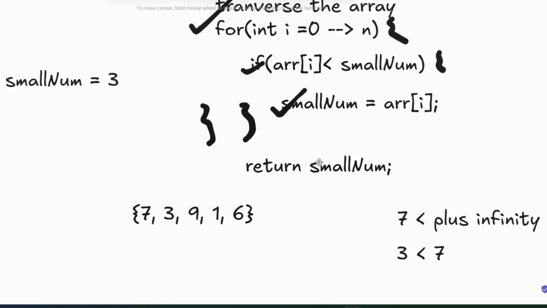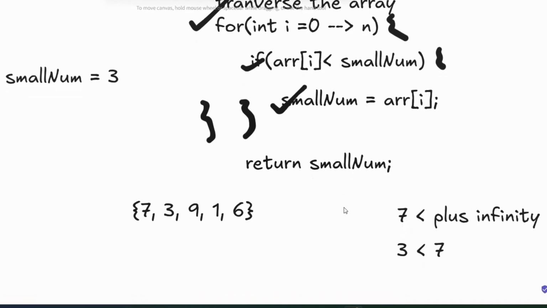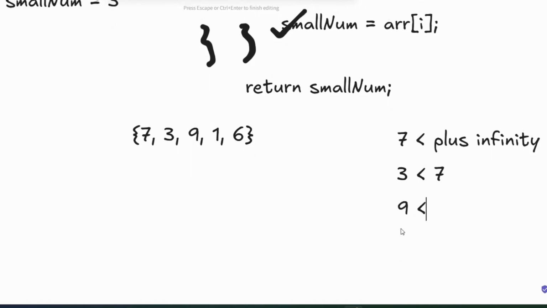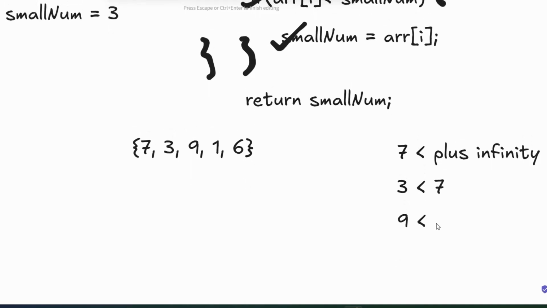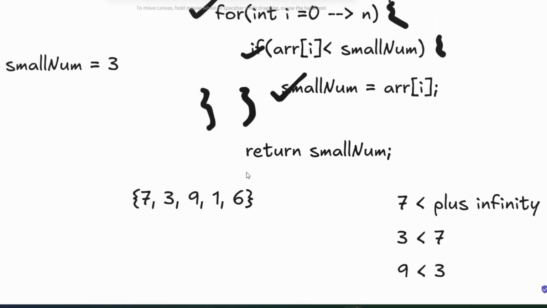Now again i value gets updated. Now i value becomes 2. Then we'll check if array of i, that is 9, is less than small num, meaning 3. Is this true? No, so this if statement will not be executed. Then again i value gets updated. Now i value has become 3.